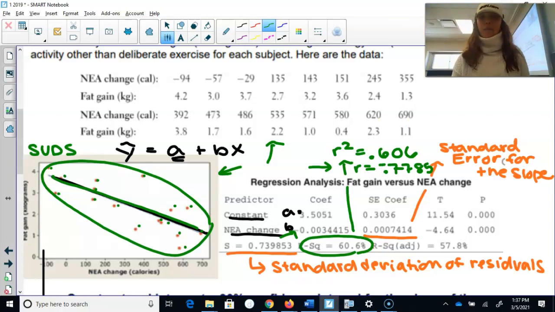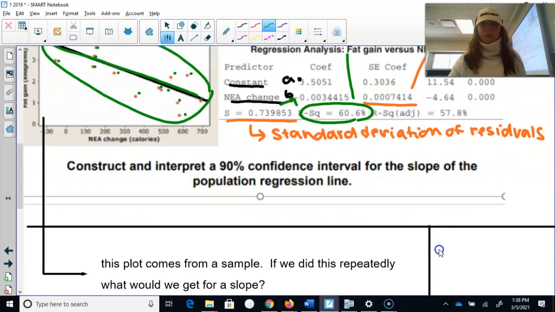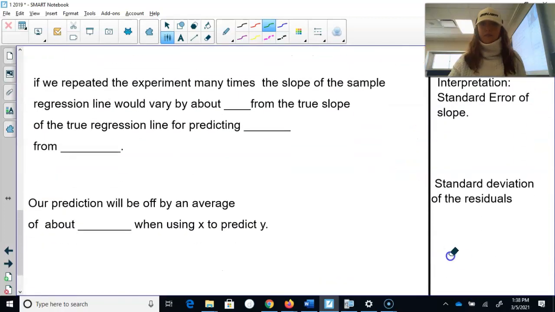I do want to talk about, we've talked about slope before, we've talked about interpreting the y-intercept, we've talked about interpreting the R squared, we've talked about interpreting the R. Those are all things that you need to have memorized for the AP test. Another thing that you need to be able to do is interpret the standard error for the slope as well as the standard deviation of the residuals. So to interpret the standard error of the slope, this again needs to be memorized. This is what I call a note card type question.